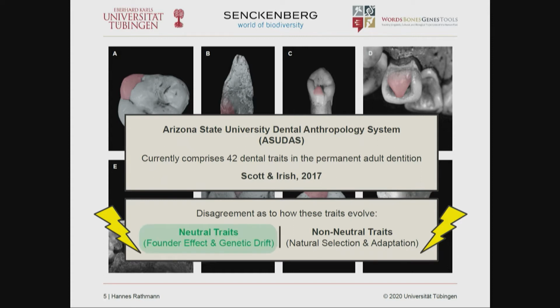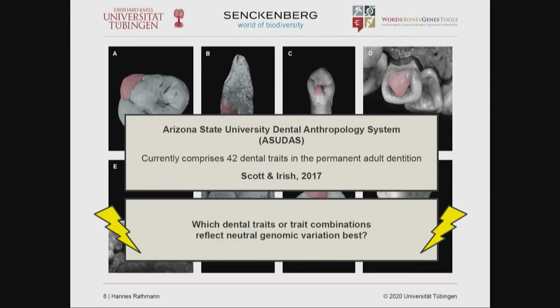Importantly, reconstructions of human population history should focus on neutrally varying traits because local selection can create confounding population structures that are unrelated to genetic drift. Until now, it is unclear which dental traits or trait combinations are the most useful for capturing neutral genomic variation. As a rule of thumb, it is therefore assumed that phenotypic analyses based on many dental traits are more reliable than those based on only a few traits. This assumption, however, has never been formally tested.